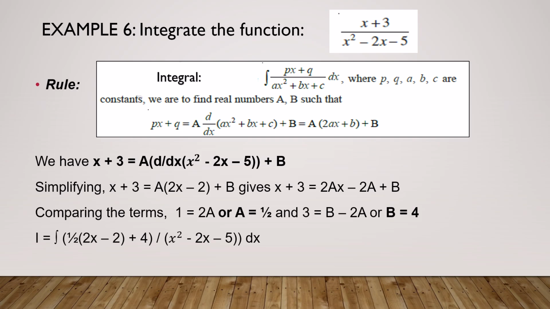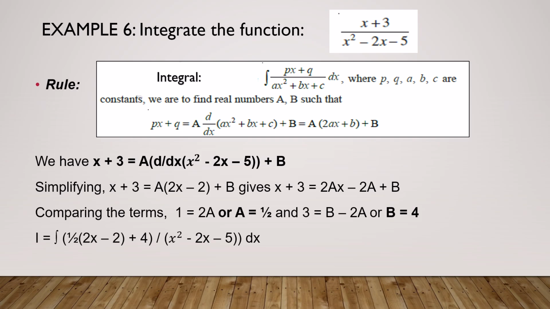Now why can you write in this way? You know that when you take the derivative, the power becomes 1 less. So when you take the derivative of ax square plus bx plus c, it will be a term in x and a constant term. So in very simple terms, what you have to do is numerator you express in terms of denominator. So here what is the numerator? x plus 3.